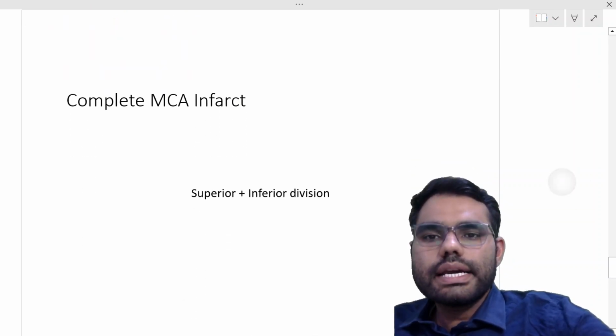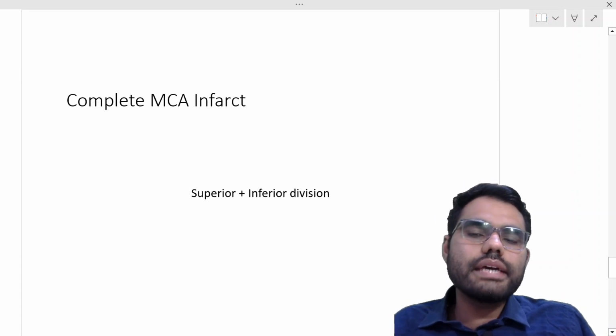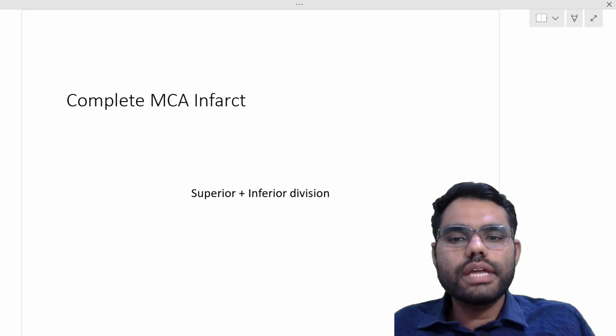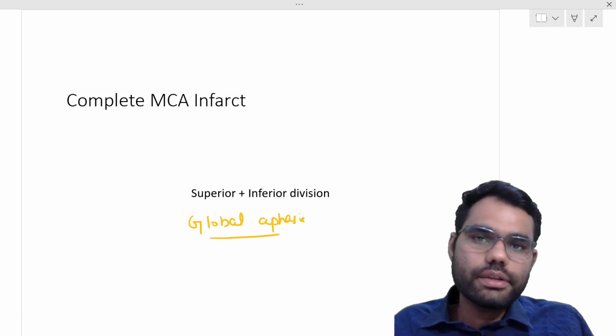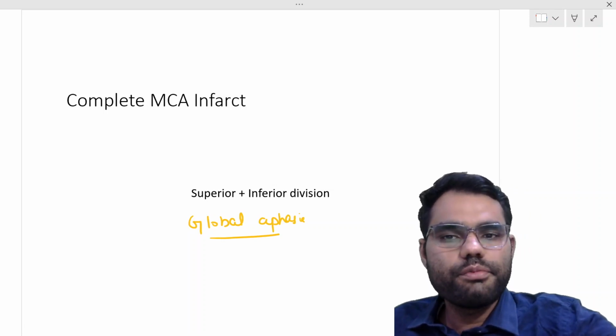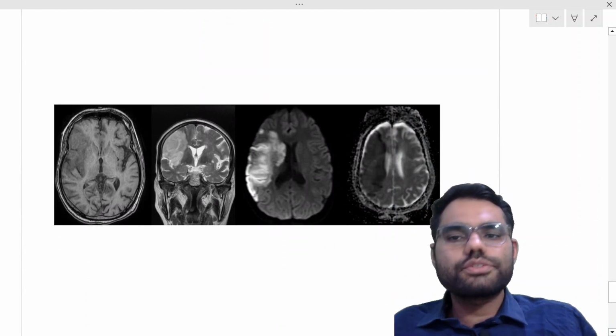Now, what if there is a complete MCA infarction? A complete MCA infarction would manifest as a combination of all these features. So there would be contralateral weakness with global aphasia, a combination of both Broca's aphasia and Wernicke's aphasia together with all other findings that we discussed, which would constitute a complete MCA infarct. So the next step, we get a stroke protocol done.